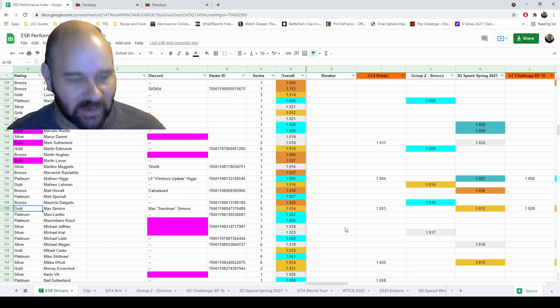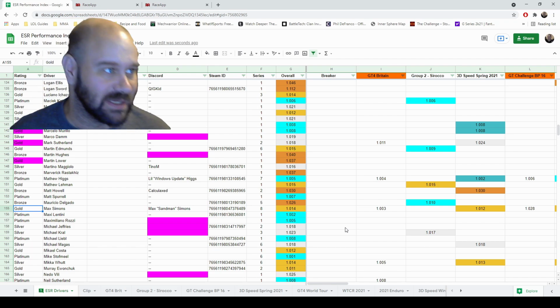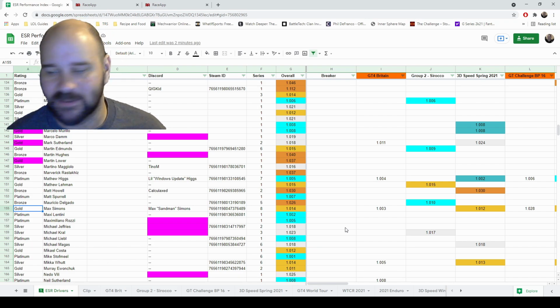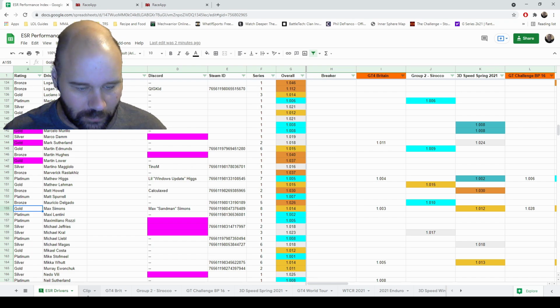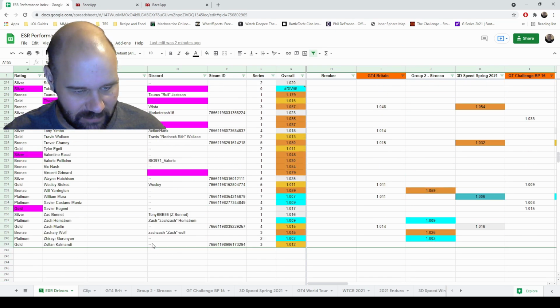Mark Sutherland would be a good example of that. His 3D Speed Spring 2021 series, assuming he stays around for a while, will very quickly be eliminated. One, because it's the oldest data point, but two, because it's a single race. I don't have anything else to say on the matter.